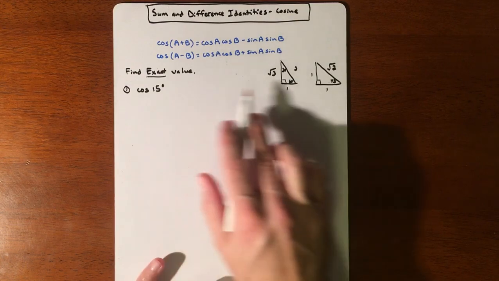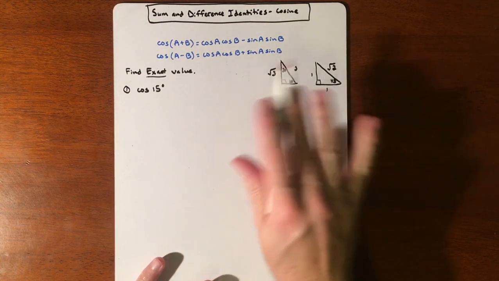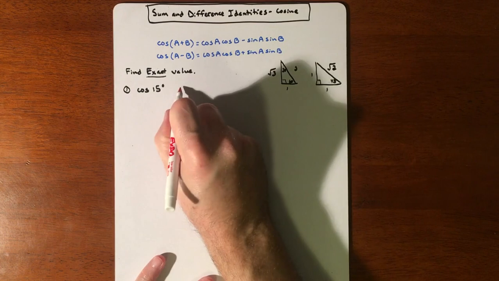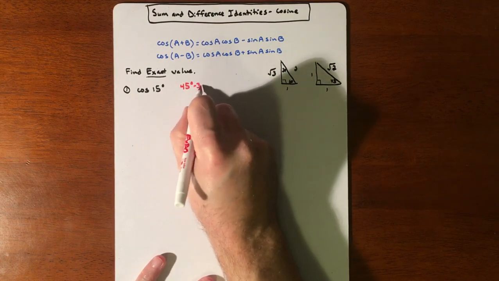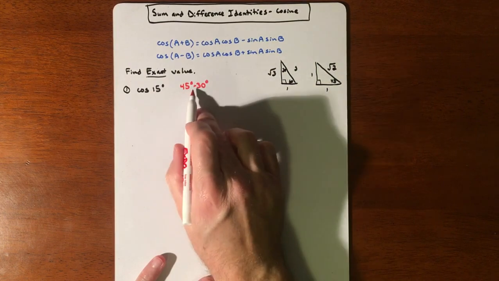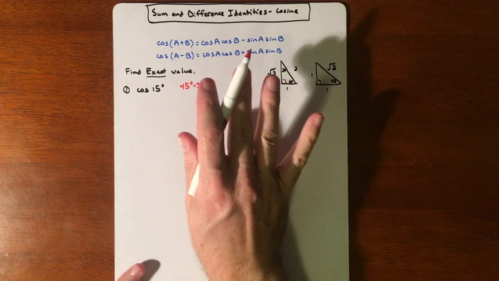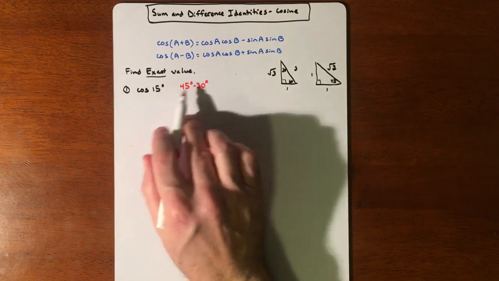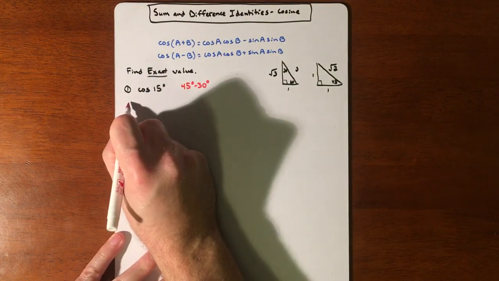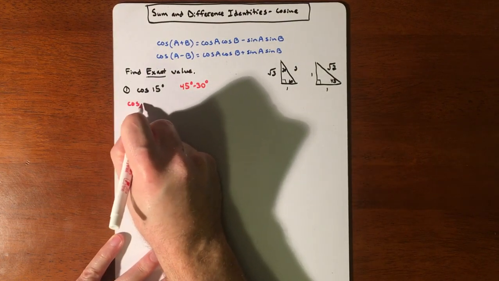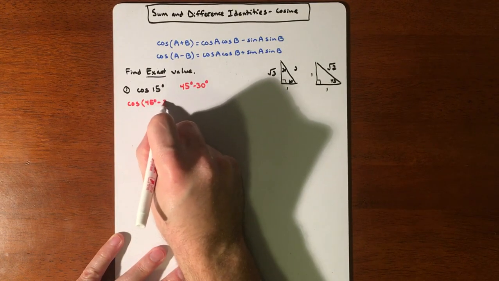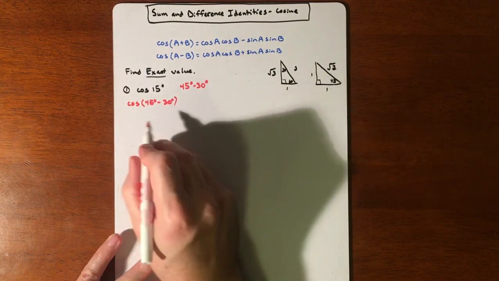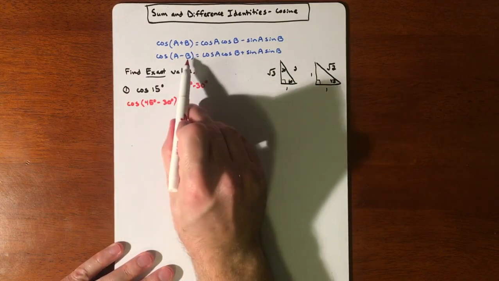15 degrees is a bunch of different ways that we can do it, but you could take 45 degrees minus 30 degrees. You could take 60 minus 45. It doesn't matter, it's all going to work out to be the same thing. So if we rewrite this, we're looking at doing cosine of 45 degrees minus 30 degrees, which is the bottom formula.